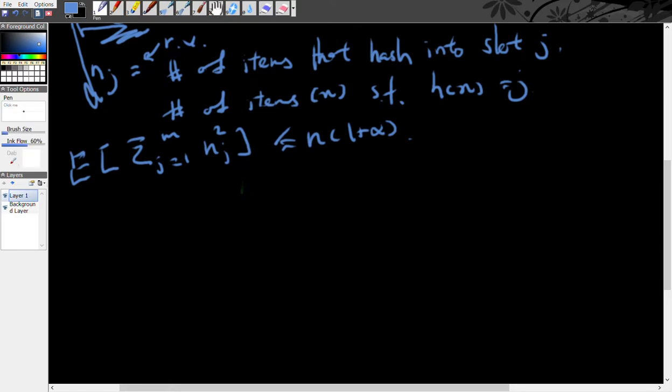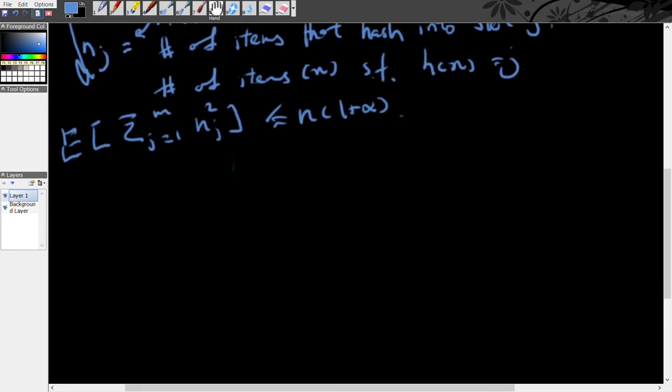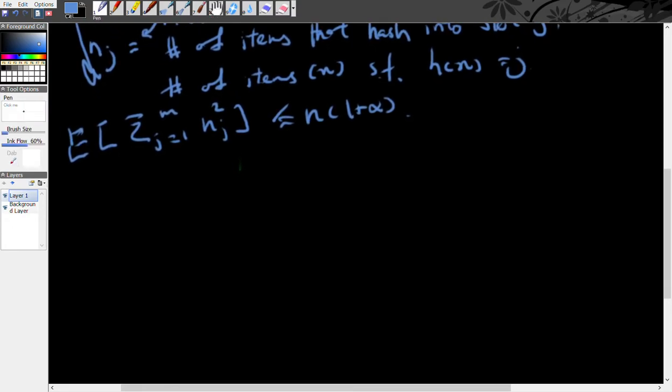Let's begin. We know that this is a random variable that counts this. So let's expand it into the definition that we're given. We know that n_j is equal to the sum over i equals 1 to n, going through all the items and asking each one, did you hash into slot j? Let's call that x_ij.